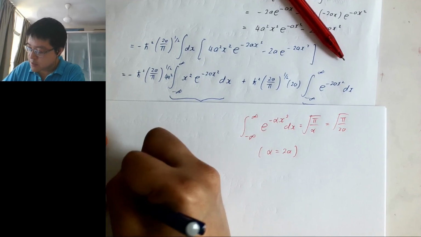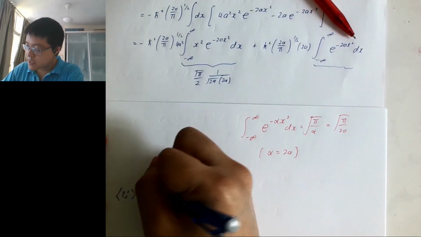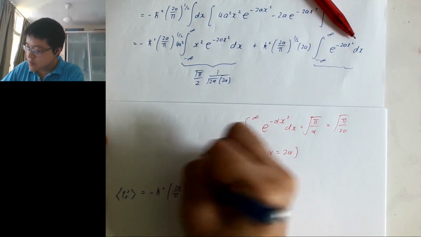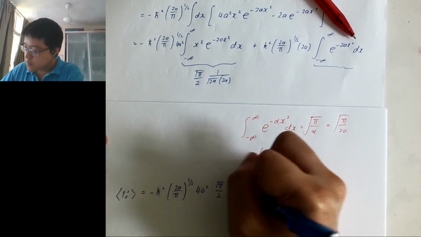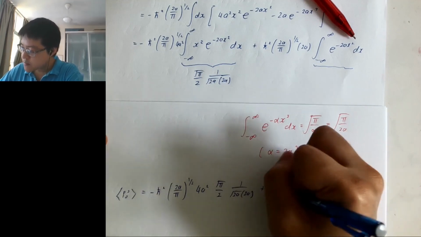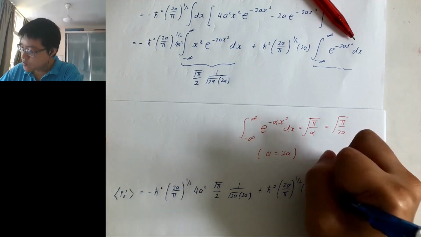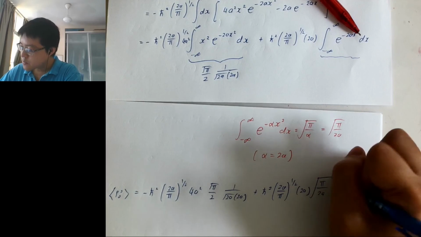So my expectation value of momentum squared is equal to minus h bar squared 2a over pi, this is square root, there's a 4a squared, there's a root pi over 2, 1 over 2a root 2a. And then the second term is h bar squared 2a over pi, half 2a, and then this is pi over 2a square root.